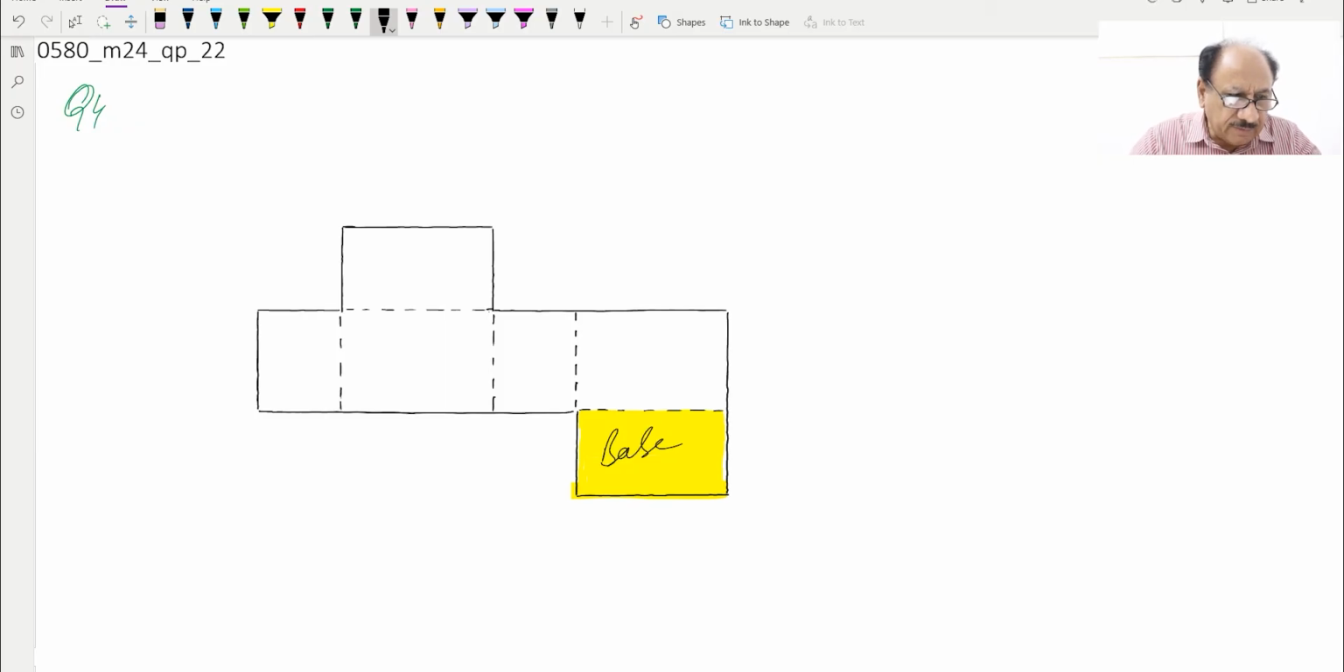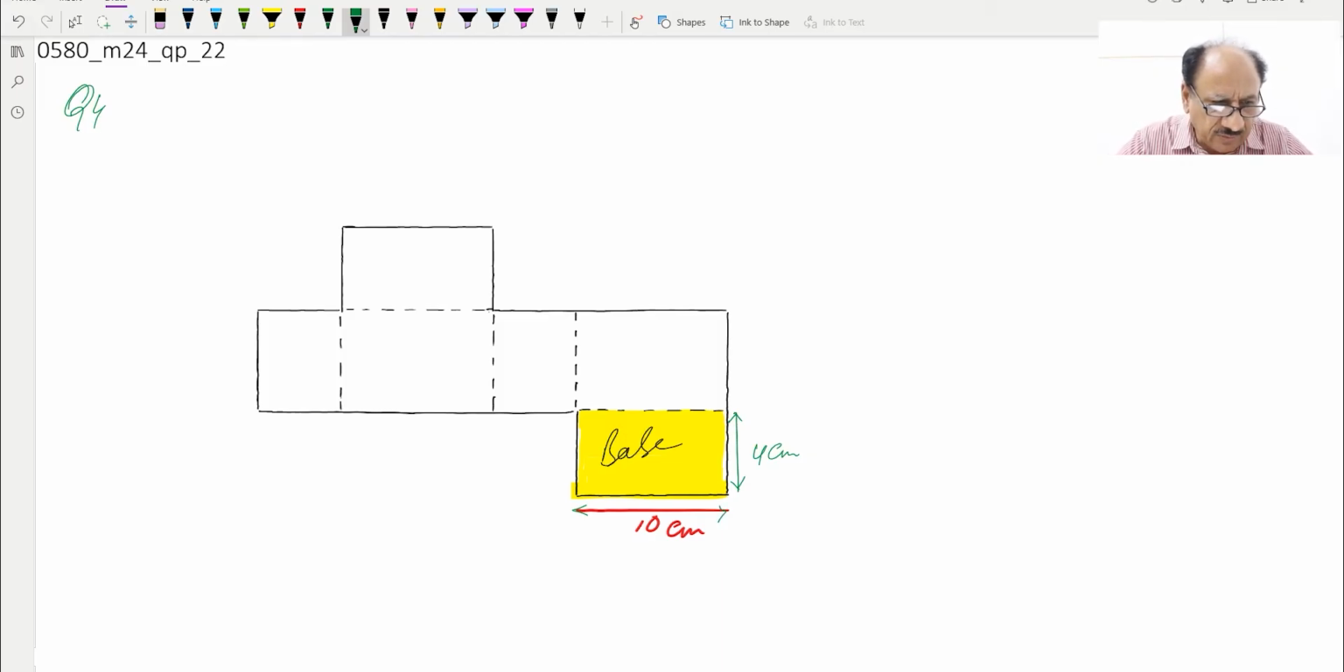And then they are saying the length of the cuboid is 10. So length of the cuboid will be 10. Which portion will be 10? So length we can see, this is the length. So this is 10 centimeters. And then they're saying width is 4. So width will be, this portion will be the width, and this one is 4 centimeters we can mention here, and this is 10 centimeter.